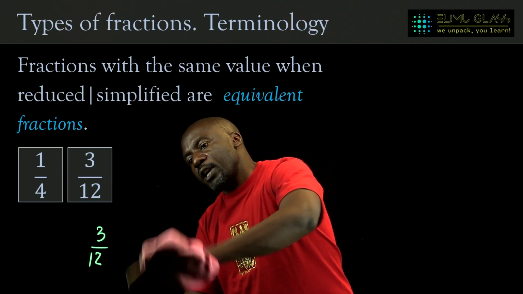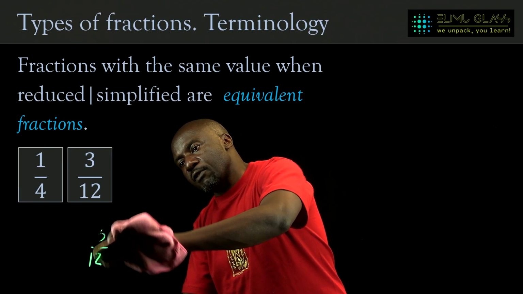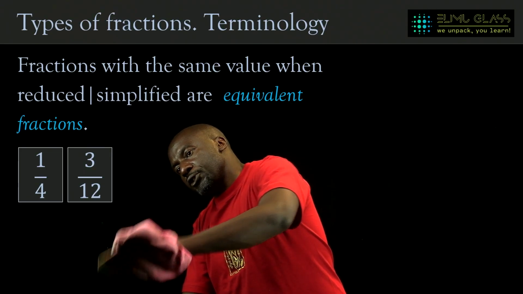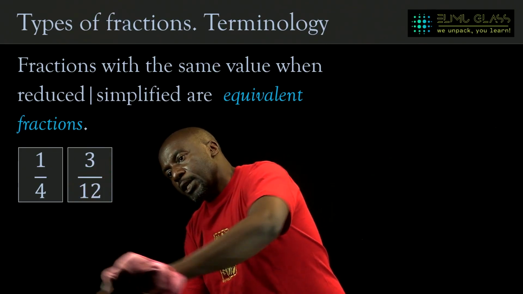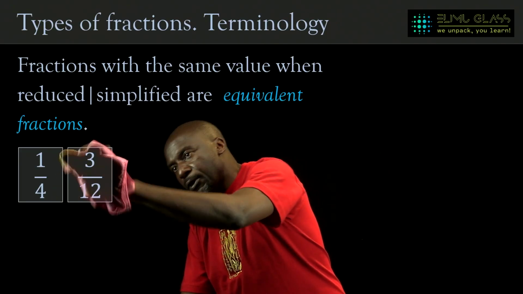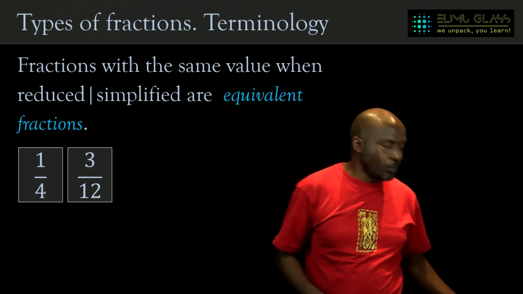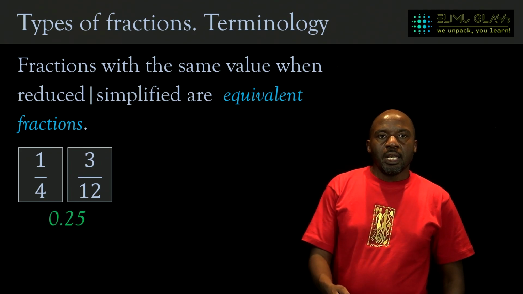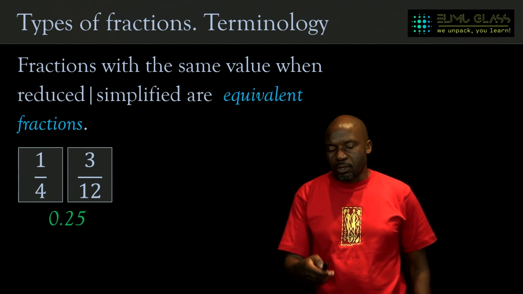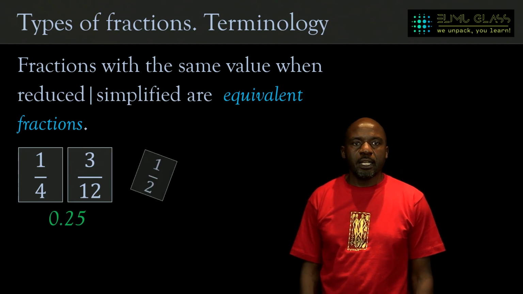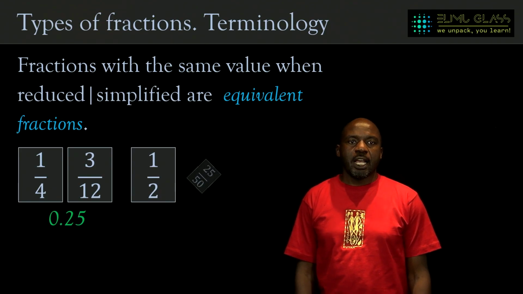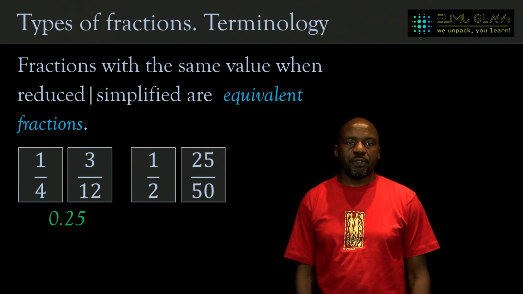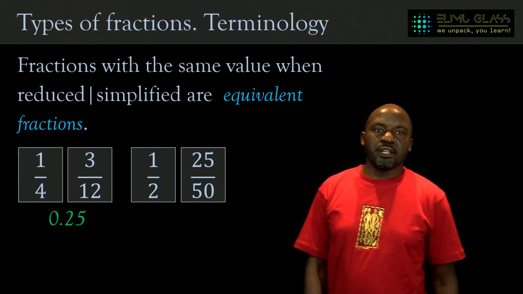So 1 over 4 is equivalent to 3 over 12, which is also equivalent, I believe, to 6 out of 24, and so on. Okay, so those two are equivalent fractions, and if you look for their values, it's going to be 0.25. Okay, a half and 25 out of 50 are also equivalent fractions.